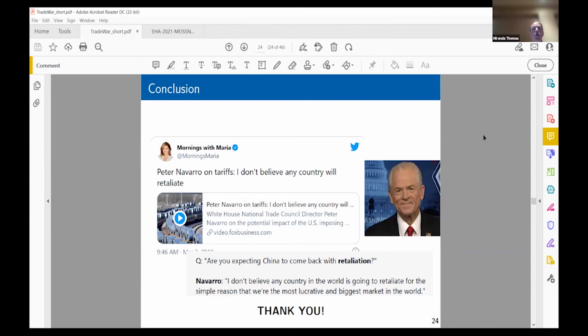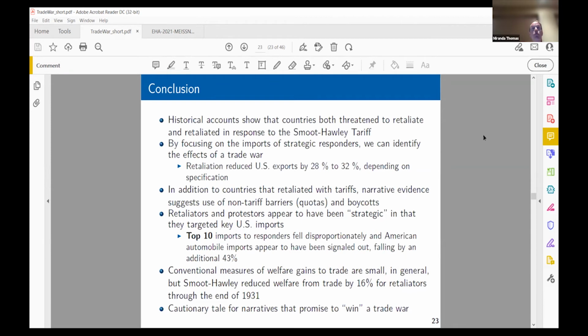Pete Navarro said on tariffs, "I don't believe any country will retaliate." Well, this is a cautionary tale we're telling you, that countries do retaliate and that the cost can be substantial. This trade war reduced U.S. exports by between 28 and 32%. And they seem to have been effective at navigating MFN by using strategic retaliation. Thanks so much.